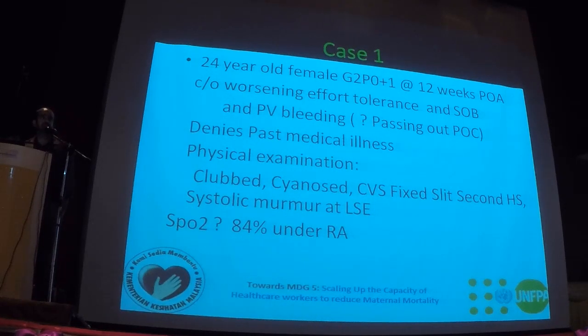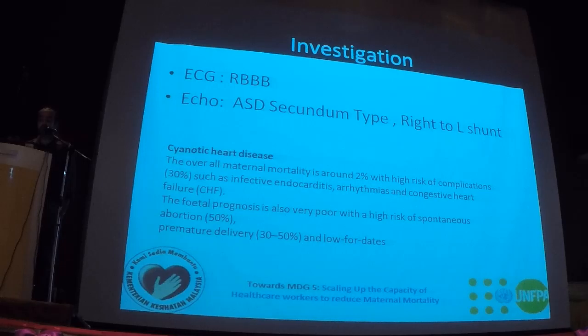Anybody? Diagnosis? Yeah, I can hear some whispering. So further investigation showed ECG showing RBBB, and correctly, as some of you whispered, the echo showed an ASD secundum type with right to left shunt, hence the patient being cyanosed. So a little bit about cyanotic heart disease again.